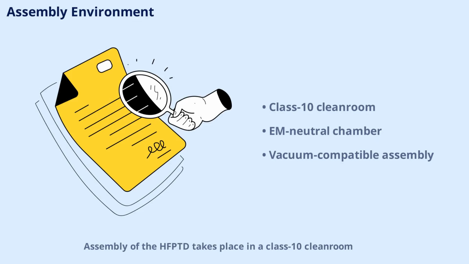Assembly of the HFPTD takes place in a class 1-0 cleanroom within an EM-neutral, vacuum-compatible environment. Temperature is maintained within ±0.05 degrees Celsius, and all personnel are certified in non-ferromagnetic tool handling and phase alignment procedures. This controlled environment is essential for maintaining the precision and integrity of the craft during assembly.